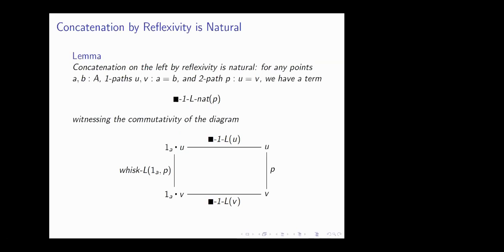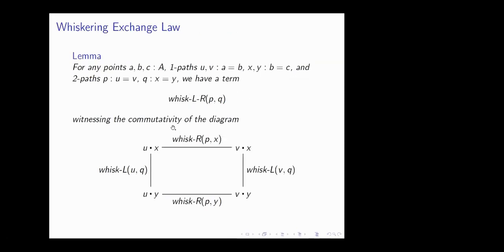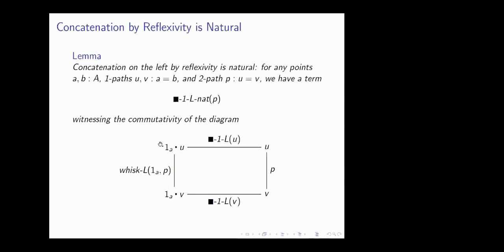Okay, so just to recap, this allows us to switch the left and right sides of the whiskering. Remember that concatenation on the left by reflexivity, the identity path, is actually natural, as is any other operation in homotopy type theory. So in particular, whiskering on the left can be explicitly described, as long as the left part is the identity path, as discarding the identity path via this term.